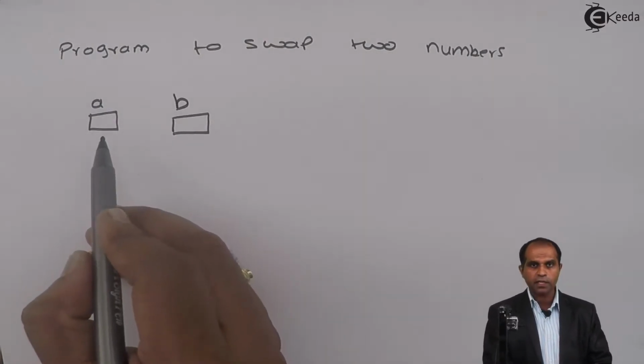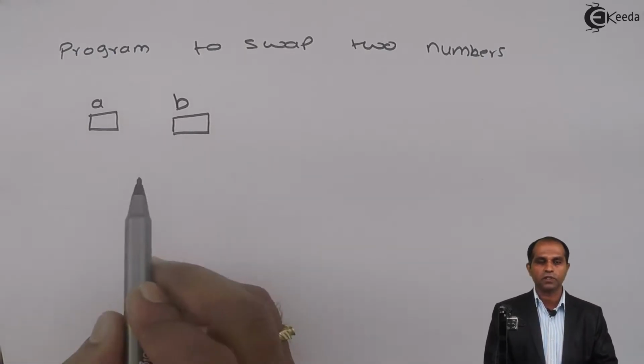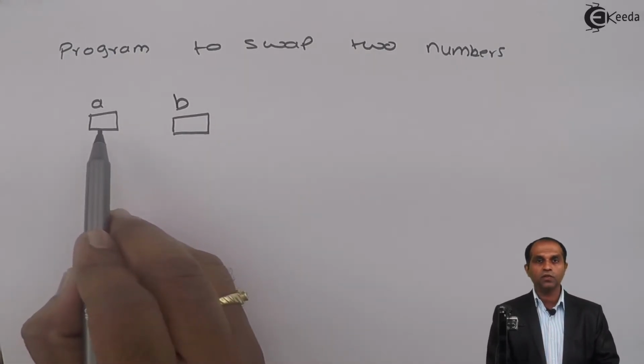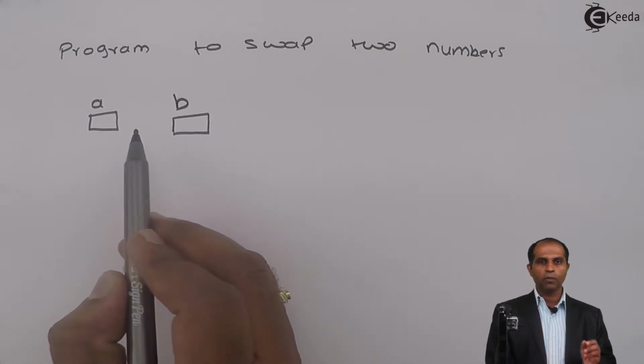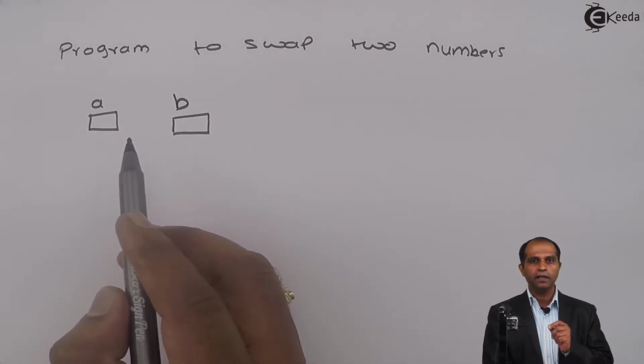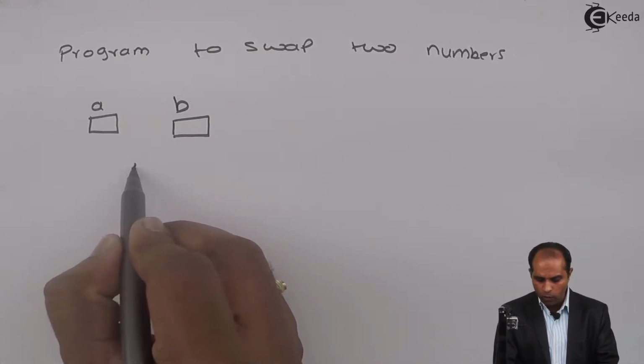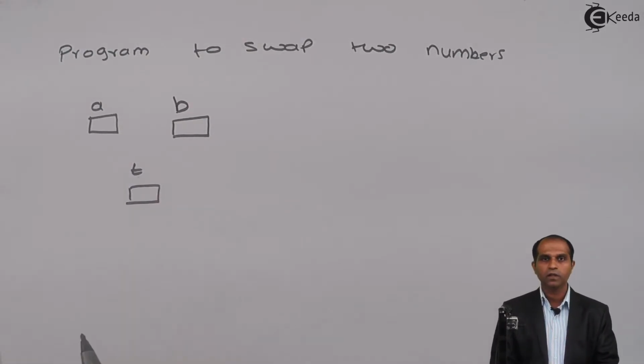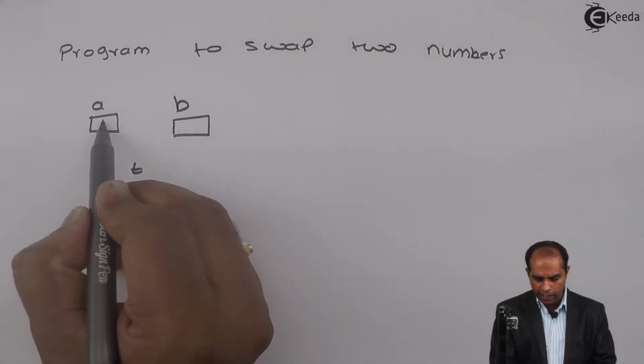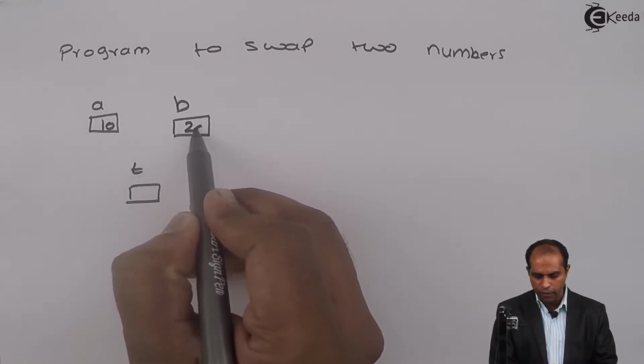It is as good as exchanging two full glasses of water. If I had to exchange two full glasses of water, if I pour one into the other directly, in that case I'm going to lose one glass of water. So what I'll do is, I'll take one more temporary variable, say T. For example, let's take A as a value 10, B as a value 20.